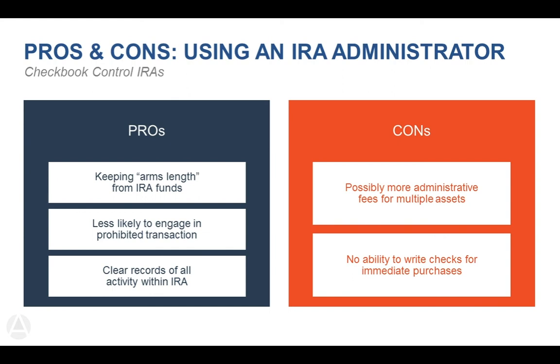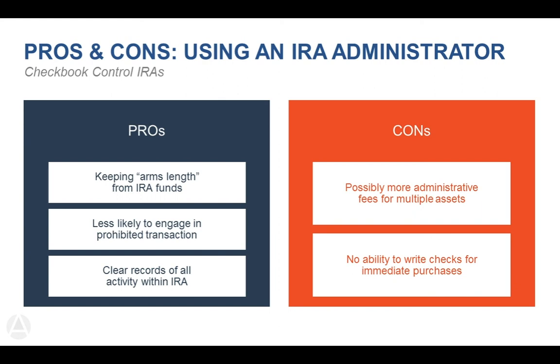So now the pros and cons. One of the other things I wanted you to take out of this is the pros and cons of using a checkbook control versus an administrator. So utilizing an administrator model, so not utilizing a checkbook control LLC or trust, a big pro is that you are pretty much kept at arm's length from your IRA funds. You don't have to worry about accidentally paying something you shouldn't be. You are essentially as far away as you can really get while still having an IRA with this type of funds.